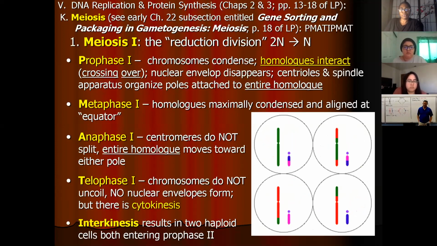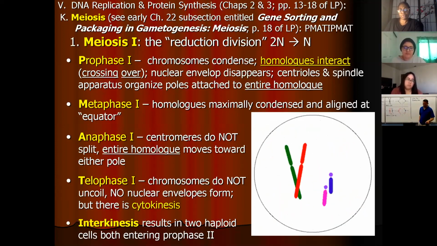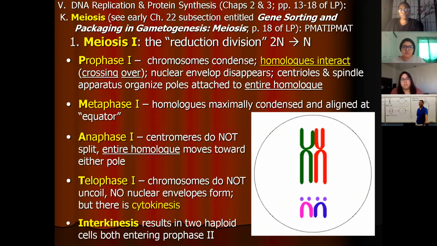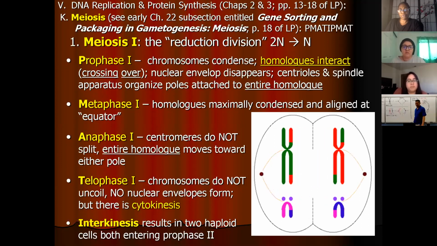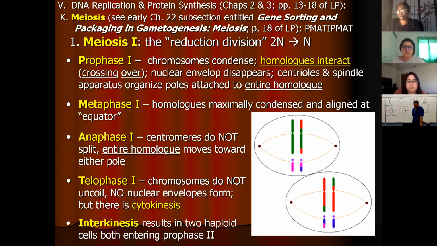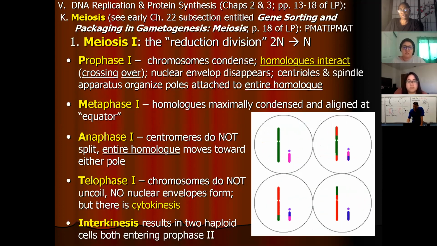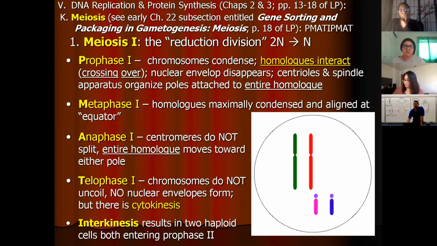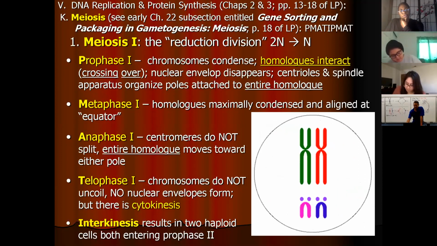Telophase is also weird in that there's no reason to decondense the chromosomes, no reason to form nuclear envelopes. It's just going to go into another division. But there is cytokinesis. The I between the PMAT, IPMAT, is interkinesis, and that's just the resting phase before it goes into meiosis 2. Again, this is male meiosis. Any questions on meiosis 1? This is the freak.